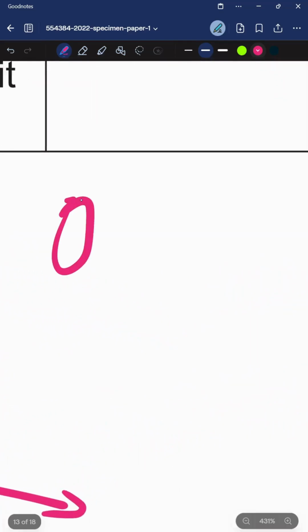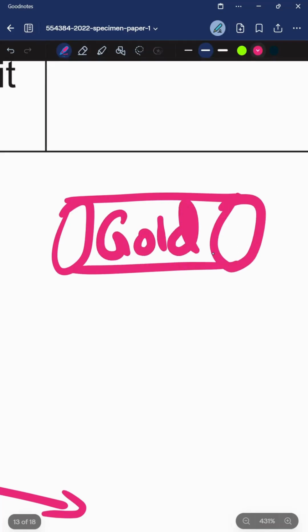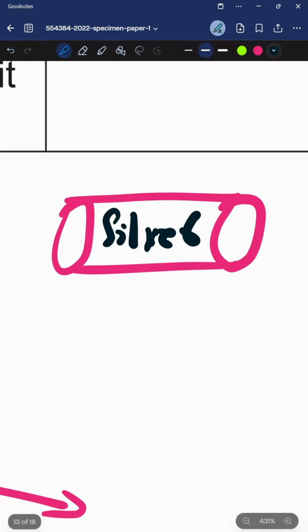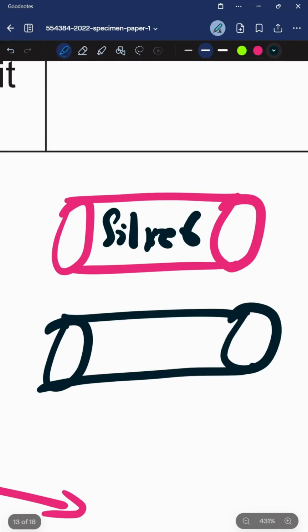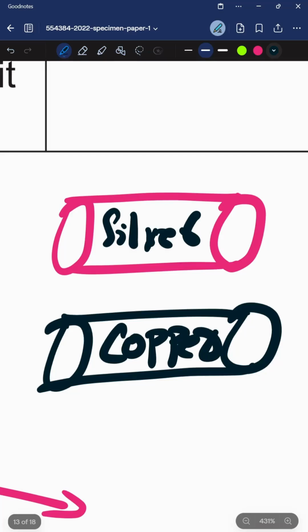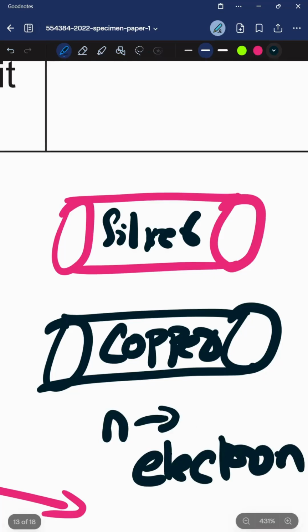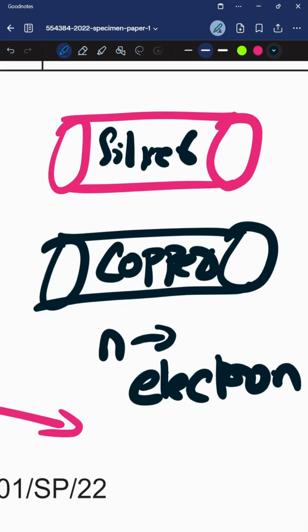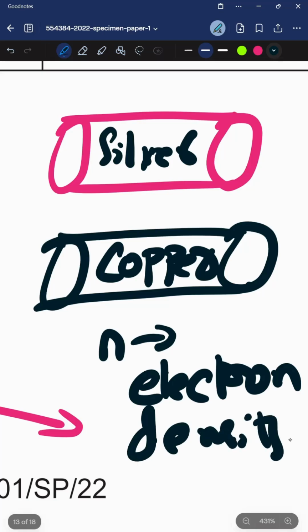See, imagine two different conductors. Let's say this is silver, and we have another metallic wire made up of copper. Which one do you think is the more efficient conductor? Of course, copper. Why? Because copper has more free electrons per unit volume. There would be more free electrons in copper than in silver, and that is what N represents. N is the electron density. The current is directly proportional to the electron density in that particular material.